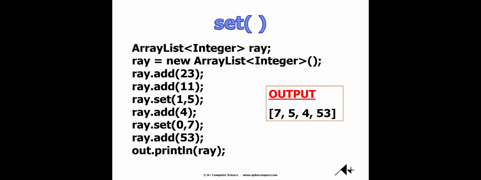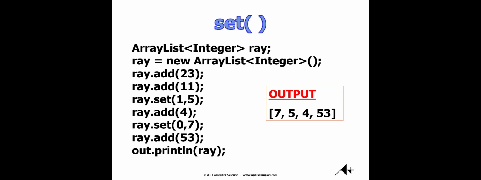But the set method goes to a particular location, a particular spot, and changes whatever was there before to a new value. So here I had 23 and 11, and I say set 1, 5. So it's going to go to position 1, which was 11, and change the 11 to a 5. And then I added 4 at the end. I told spot 0 to become 7, which means the 23 became 7. And then I added 53 at the end. Okay, so if I print it all out now, I get 7, 5, 4, and 53.